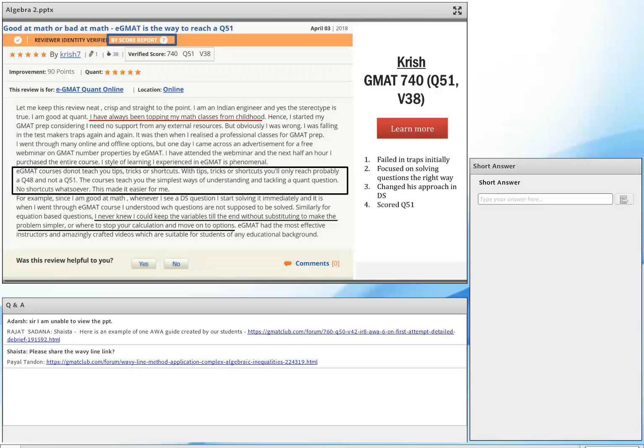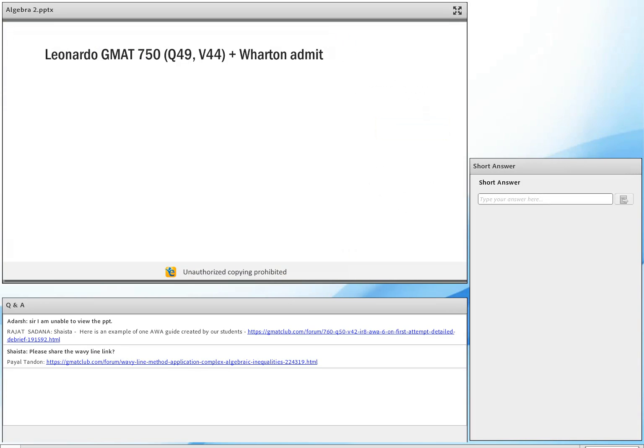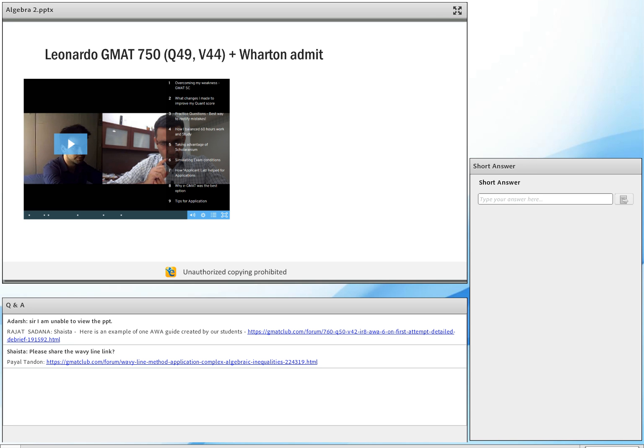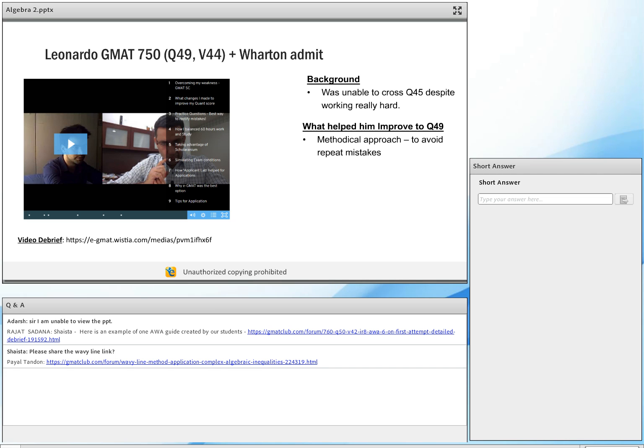Now, the second story is of Leonardo, someone who had not been excellent with GMAT quant and was stuck at Q45 despite trying really hard. He needed a high quant score because he wanted to apply to finance-based schools such as NYU, Wharton, as well as schools such as Tepper. To improve beyond Q45, Leo adopted a methodical approach. He started consciously focusing on constraint, showing his work on paper. So he was very organized.